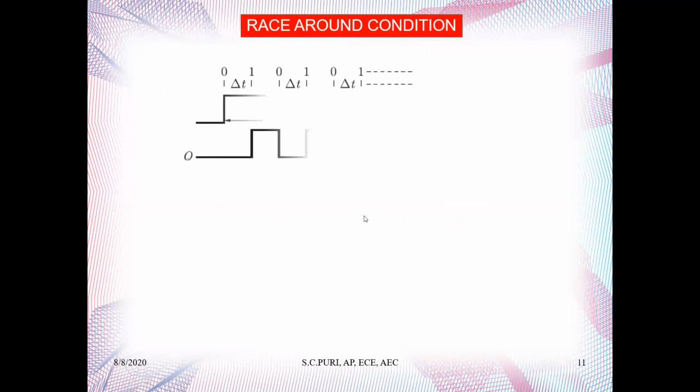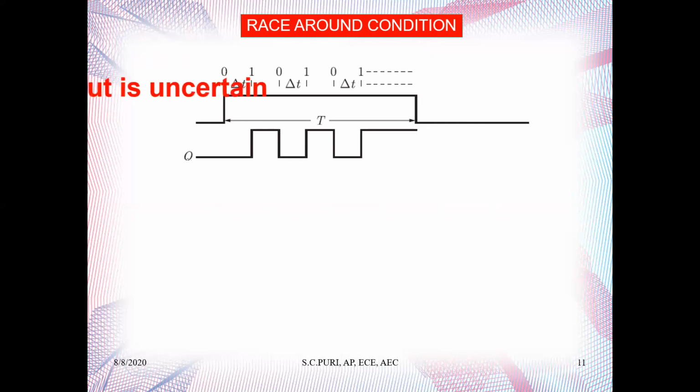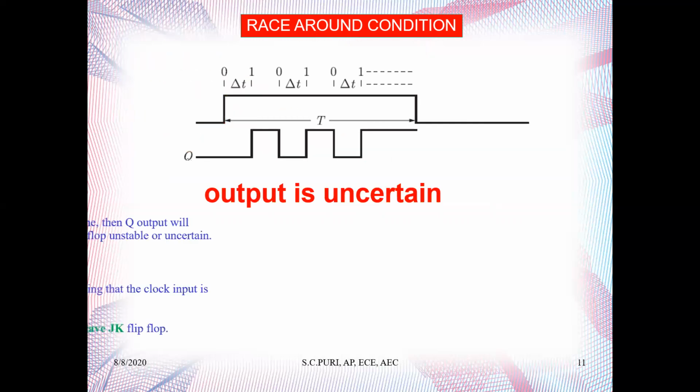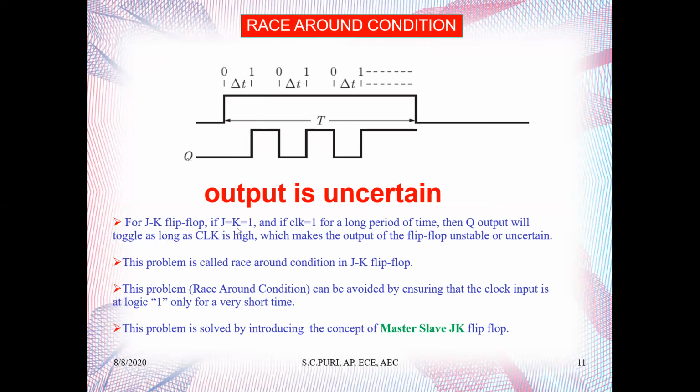Now, the race around condition. What does it mean? For a JK flip-flop, if J and K are 1 and the clock is equal to 1 for a long period of time, what does that mean? Suppose this is the clock, and this clock has time delay T. We have also talked about the propagation delay of the flip-flop, that is, the delay between when the input is given and when the output is taken.